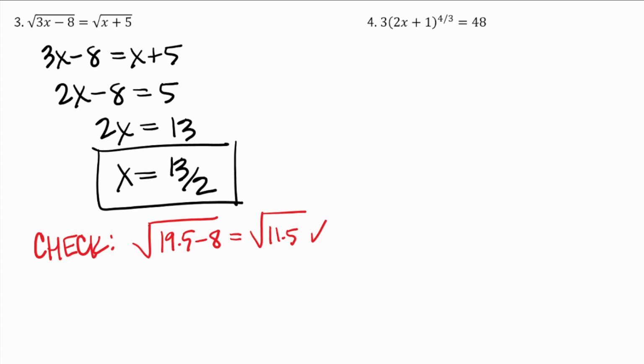So the next one, I think I'm going to try to isolate the parentheses with 4/3 and then take both sides to the 3/4 power. That's my plan. So I'm going to divide both sides by 3, and I'll get 2x plus 1 to the 4/3 power. That's equal to 16. Then I'm going to need to take both sides of this equation to the 3/4 power.